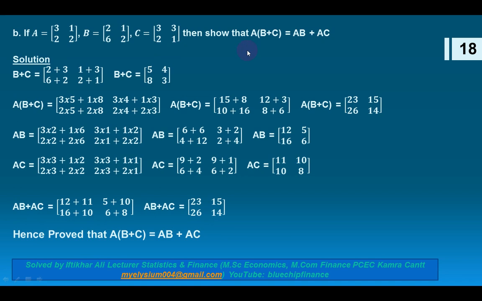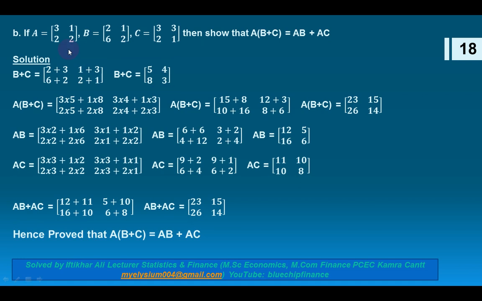After that we will multiply A by (B plus C). So A is [3 1; 2 2] and B plus C is [5 4; 8 3]. We already calculated how to multiply matrices in part B of the paper. The method is very simple: first row multiplied by first column and first row multiplied by second column. Similarly, second row multiplied by first column and second row multiplied by second column.